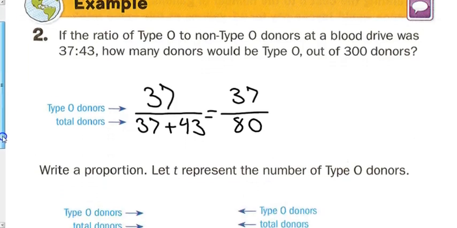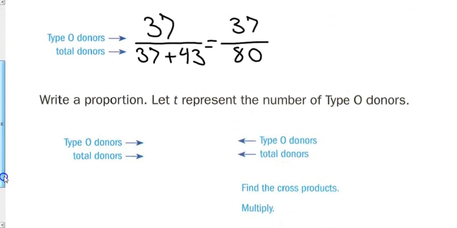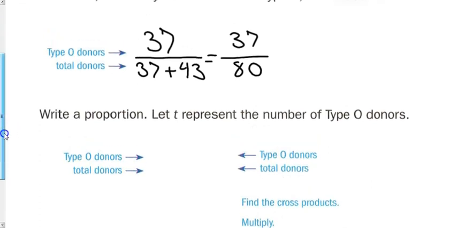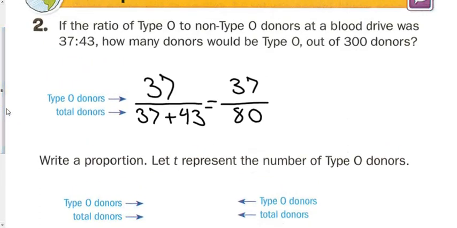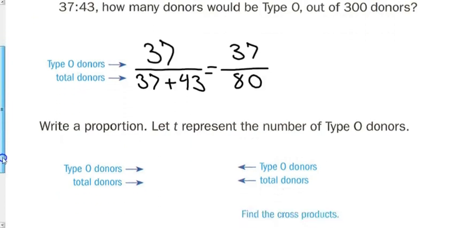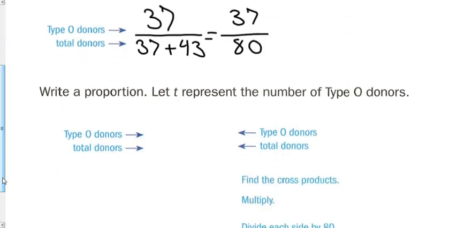So now that we have that nice, easy proportion, we can figure out how many type O donors we would have if we had 300 total donors. So again, let's build our skeleton for our proportion. Our type O donors are 37 out of 80 total people.